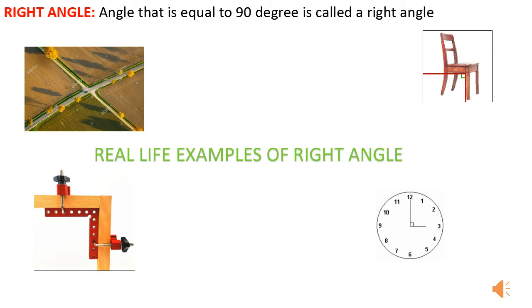So first let us see what is a right angle. An angle that is equal to 90-degree is called a right angle. You can see the real life examples of right angle in the picture: at crossroads, in chair, in hinges, at 3 o'clock, between minute hand and hour hand, and many more you can explore also.